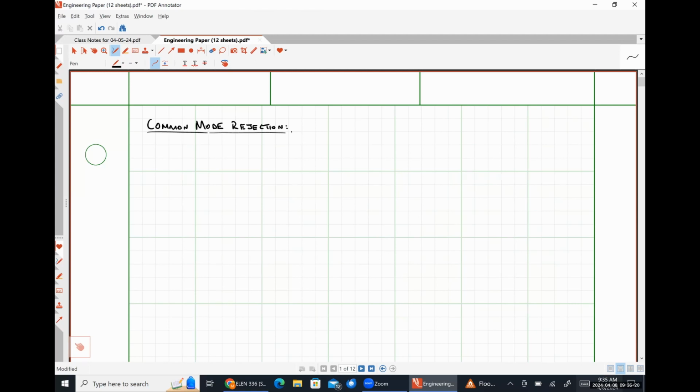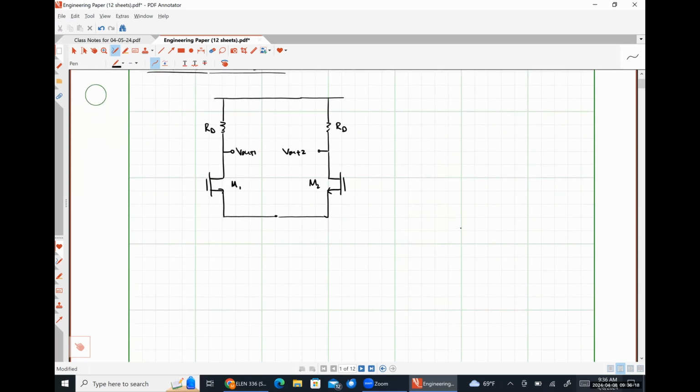So we're going to consider a circuit. We're going to deal with a MOSFET here just for the sake of argument, but it doesn't particularly matter. Where we have some resistance RD, like so. Here's Vout1. Here's transistor M1. Here's transistor M2. Here's another RD. Voltage Vout2.